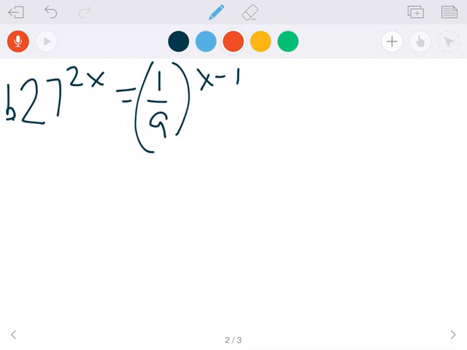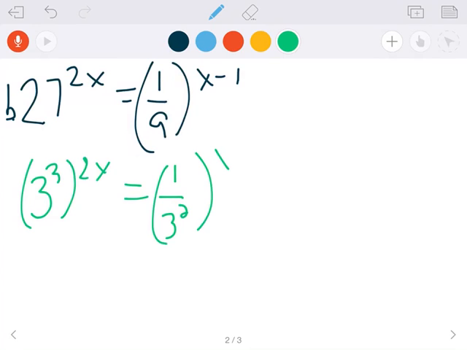We have 27 to the 2x equals 1/9 to the x minus 1. This is another problem where we want to find common bases if we can. So 27 and 9 can both have a base of 3. So I'm going to rewrite 27 as 3 cubed to the 2x, and rewrite 1/9 as 1 over 3 squared, all raised to the x minus 1.